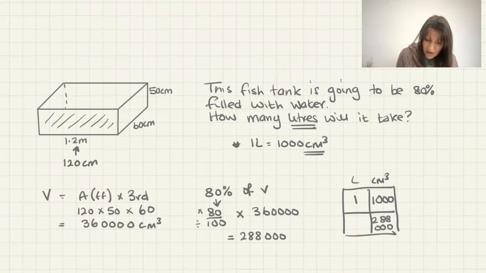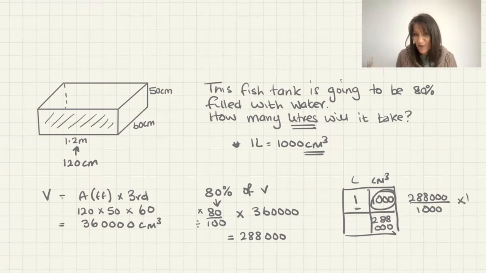So I divide by the trapped number. So I do 288, divide it by 1,000, and then you times through by the third number in the box, but that's 1, it's not going to make any difference. So when I divide by 1,000, I get 288 liters, and that's the final answer.